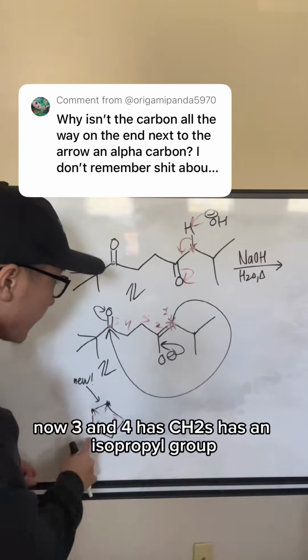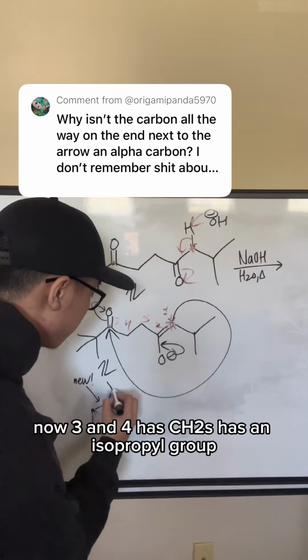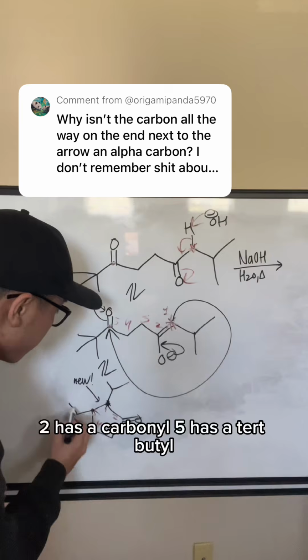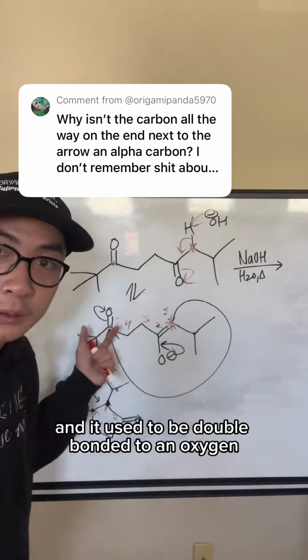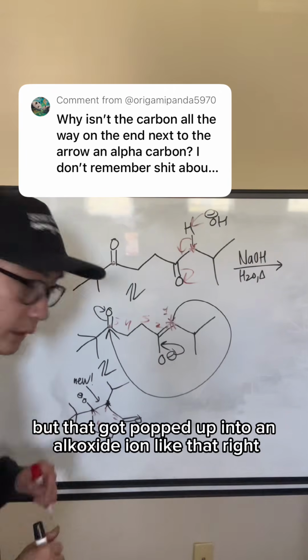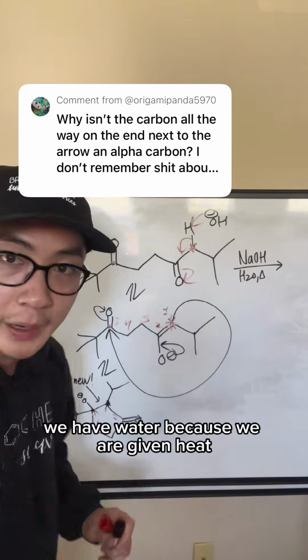Now, 3 and 4 have CH2s, 1 has an isopropyl group, 2 has a carbonyl, 5 has a tert-butyl, and it used to be double bonded with oxygen, but that got popped up into an alkoxide ion like that, right? Where we could protonate it using the protic solvent we have, water.